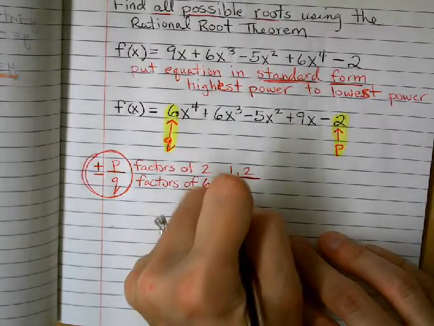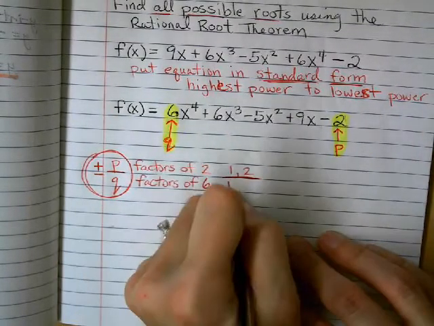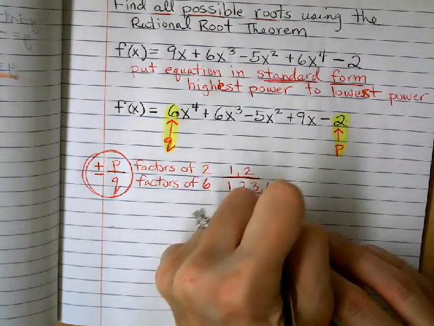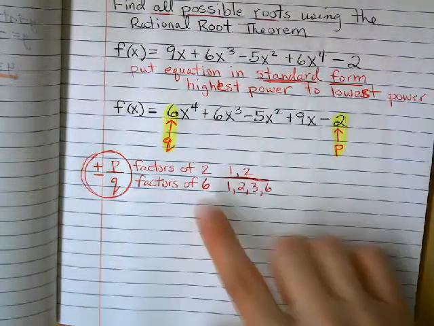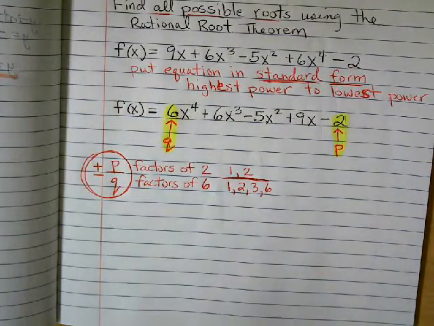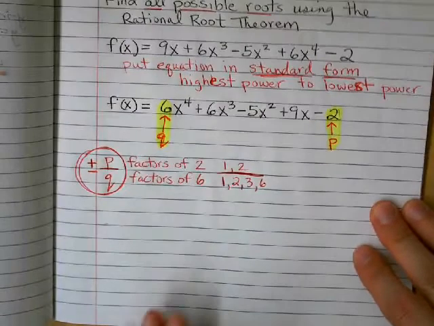Yeah, 1 times 6 is 6. 2 times 3 is 6. So 1, 2, 3, and 6. Those are the factors of 6. So you're supposed to do combinations. You're supposed to put all the numbers.